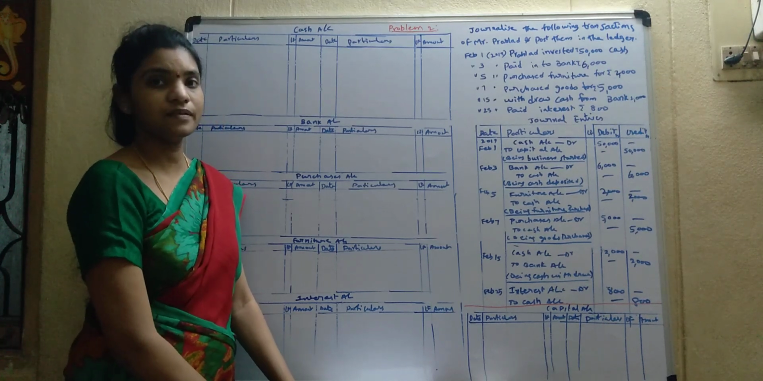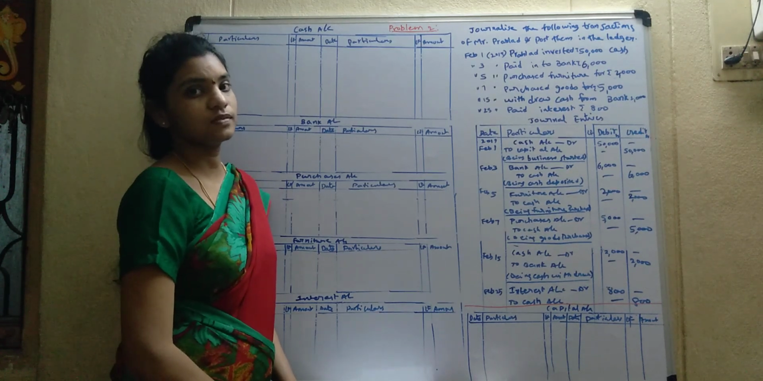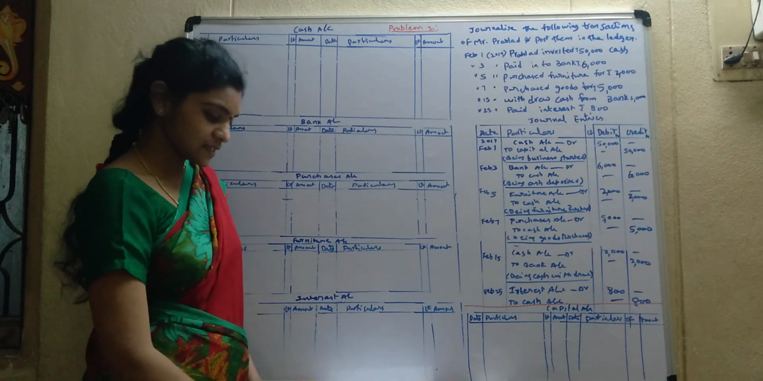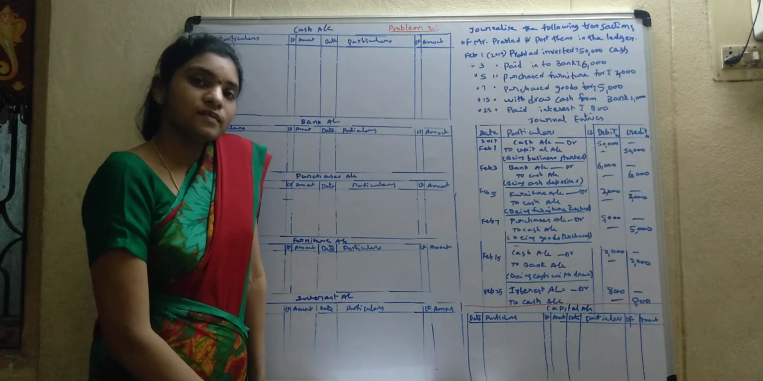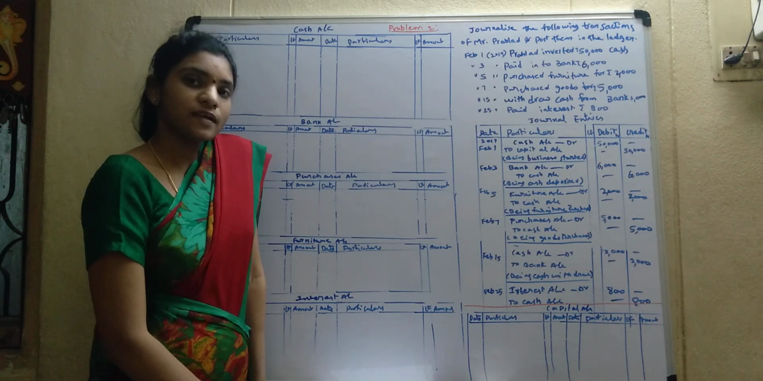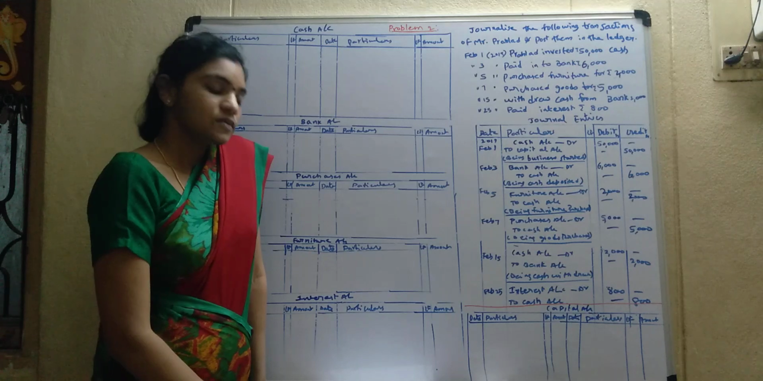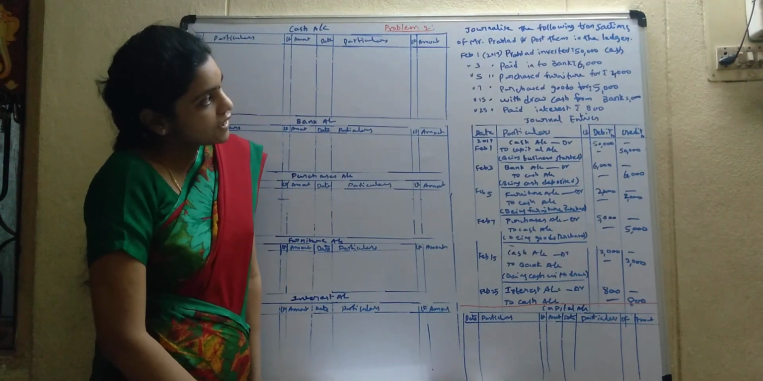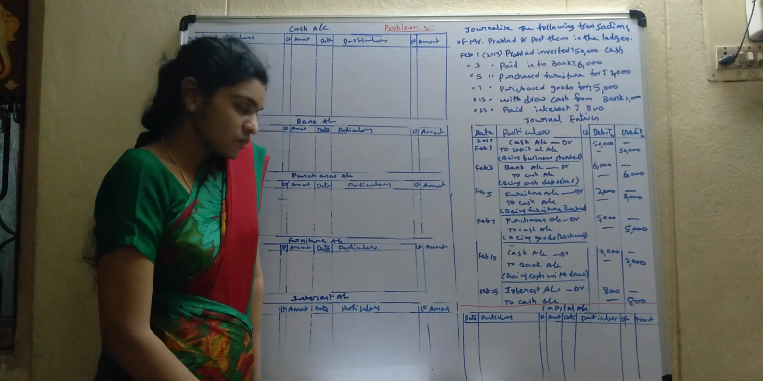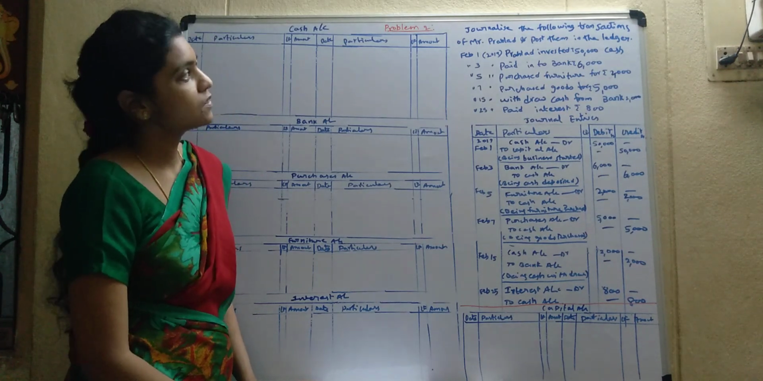All of you ready? Ready with your books? Okay. In the last class, what have we learned? We learned how to prepare a ledger, or Pawan's account. We prepared Pawan's account in the last class. Today we are going to learn how to prepare various accounts from the following journal entries. Let's start.